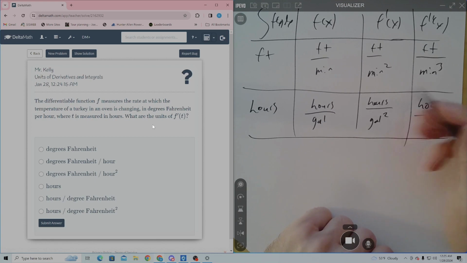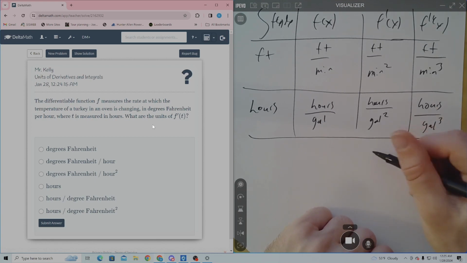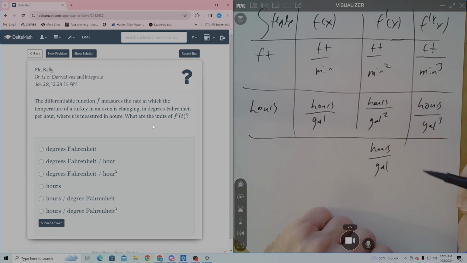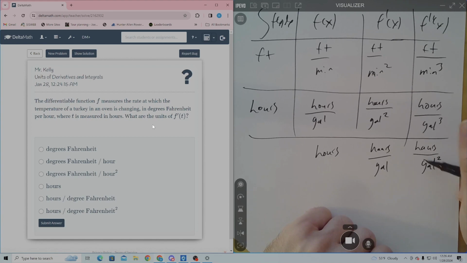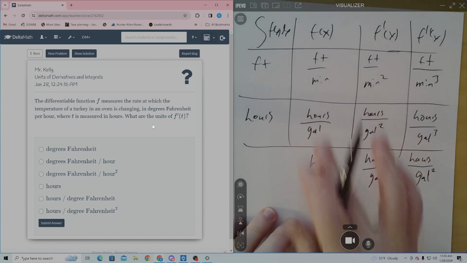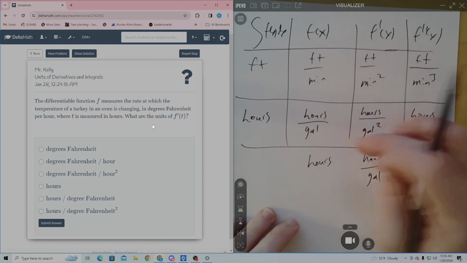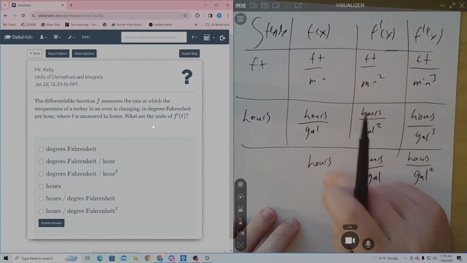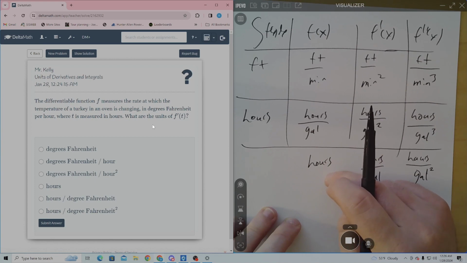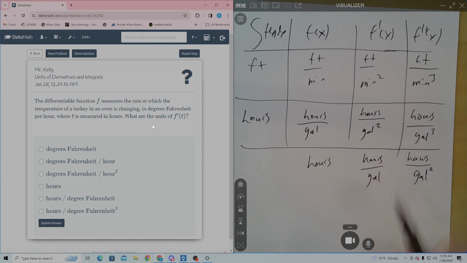Also, sometimes they do this. They'll put this as just hours per gallon, or something like that. And so this one's hours, and then this one's hours per gallon squared. They do stuff like this too, right? It doesn't necessarily have to be feet per minute or hours per gallon. Sometimes they put that one over as a derivative, and the function is just hours. Okay, so that's basically the key to this.